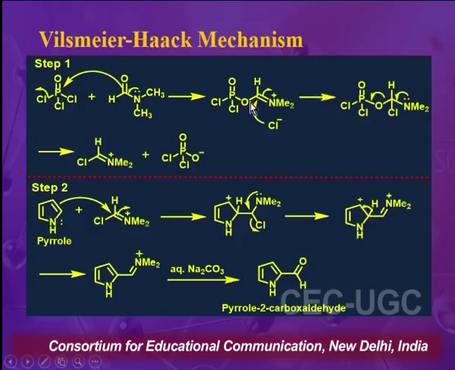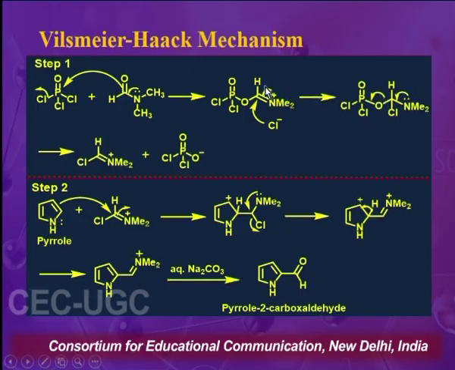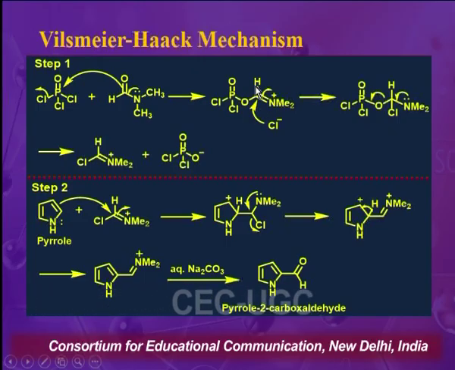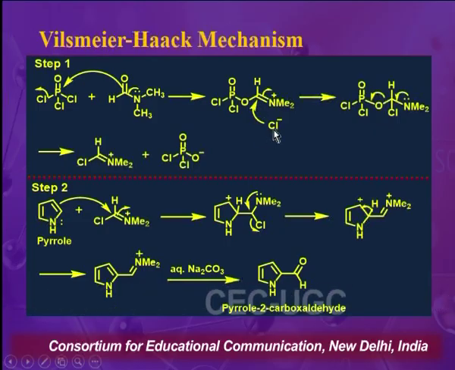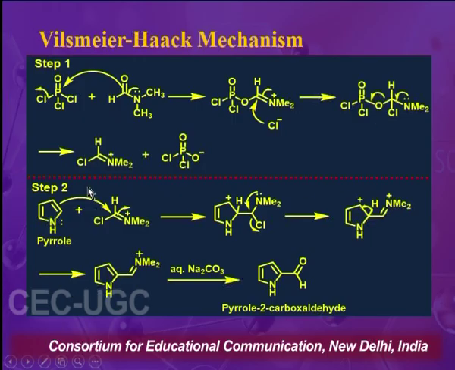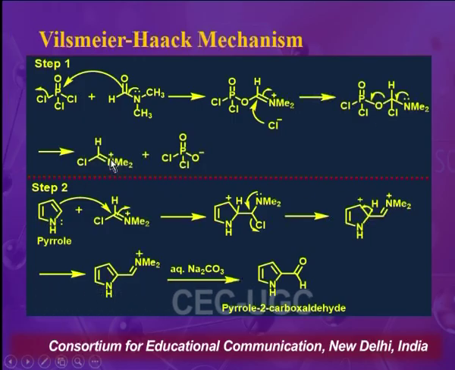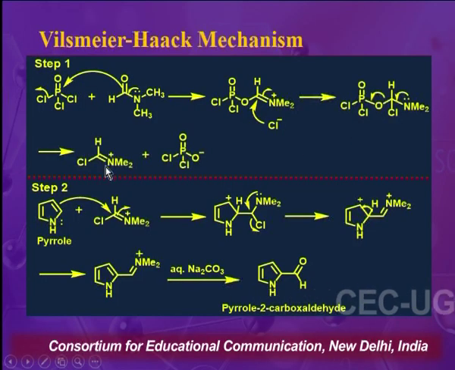So we will get this intermediate, and now we have this imine-like system. On this imine-like system, we know very well that carbon is electrophilic in nature, and chloride ion can act as a nucleophile. So it will attack this electrophilic carbon and generate this intermediate. Then the elimination will take place from this intermediate, and we will get our electrophilic iminium system.